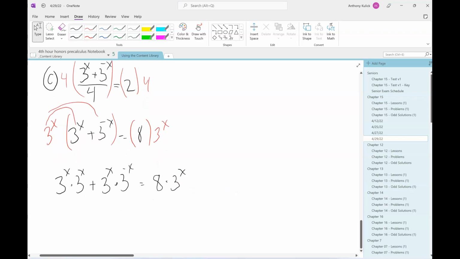How do I simplify 3 to the x times 3 to the x? The bases are the same, so we can add the exponents. 3 to 2x. Yep.